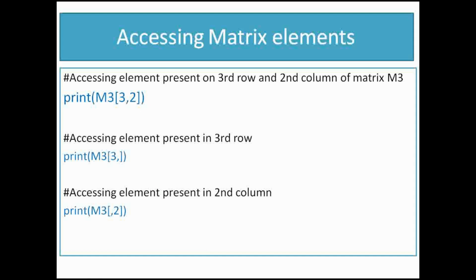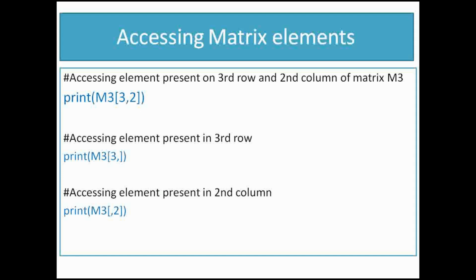Now how to access the matrix elements? Matrix elements are easily accessed by giving their exact position. Suppose we want to access the element of the third row and second column. So here we have to provide the name of the matrix, here M3, and the position: before the comma it indicates the row number, and after the comma it indicates the column number. So if it is 3, 2, that means third row, second column.